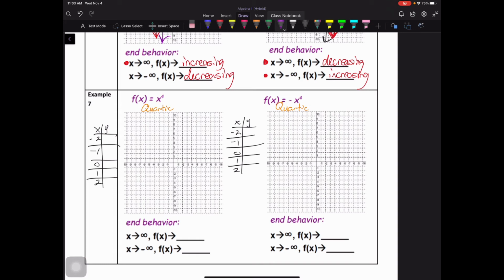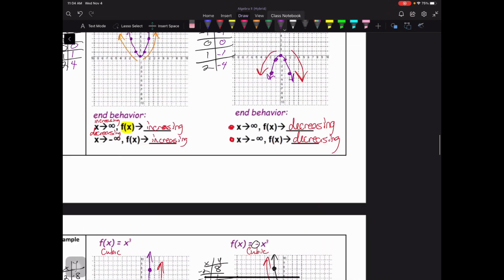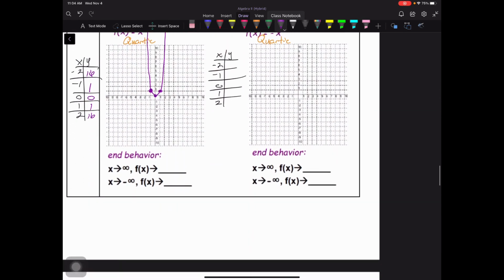So -2 to the 4th power. -2 times -2 times -2 times -2 is 16. Now, graphing is going to be just somewhere up here. We'll do our best. -1 to the 4th power is 1. 0 to the 4th power is 0. 1 to the 4th power is 1. And 2 to the 4th power is 16. So again, somewhere up here. So in a way, it kind of looks like a parabola a little bit.